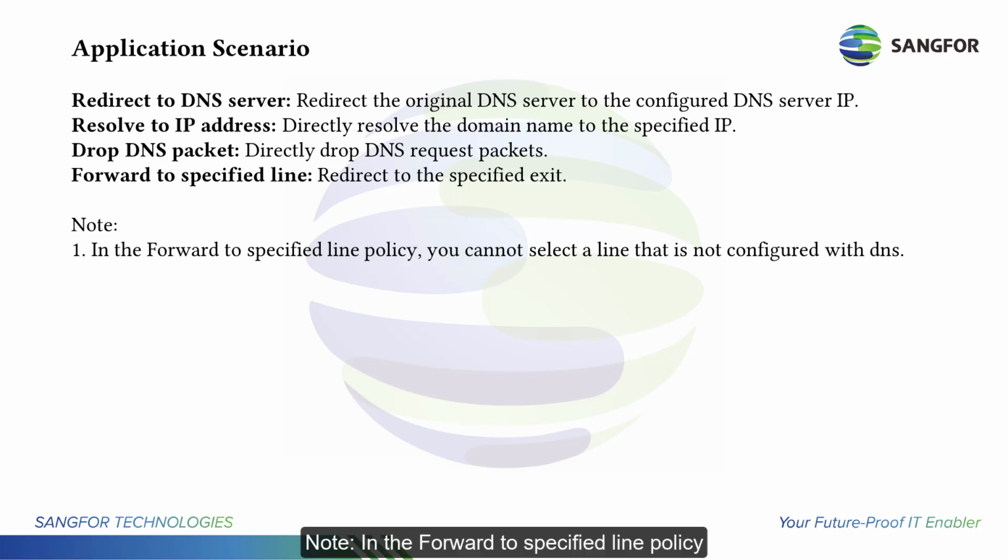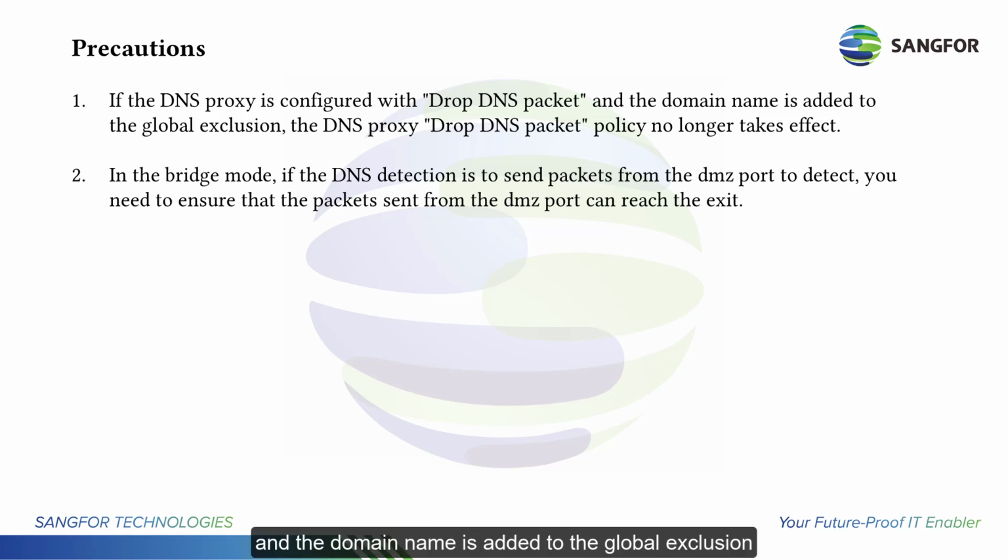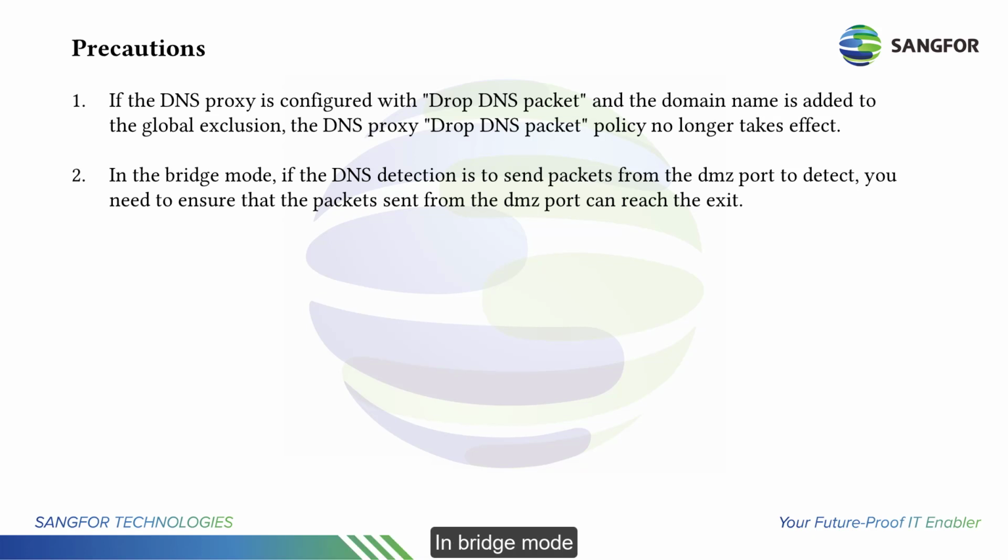Note, in the forward to specified line policy, you cannot select a line that is not configured with DNS. Precautions: if the DNS proxy is configured with drop DNS packet and the domain name is added to the global exclusion, the DNS proxy policy no longer takes effect. In bridge mode, if the DNS detection is packets sent from the DMZ, you need to ensure that the packets sent from the DMZ port can exit.